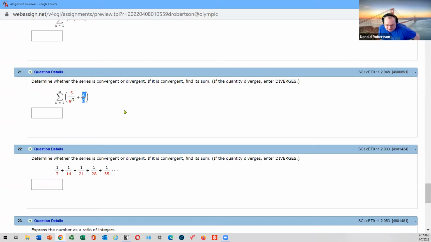Now here's a trick, or a kind of truism. If one bit of the thing's broke, the whole thing's broke. I don't care what 5 over 9 to the n does. It can converge to 20. It can diverge to anywhere it likes. But won't it have no effect on the fact that the other bit kills it anyway? It makes it infinite.